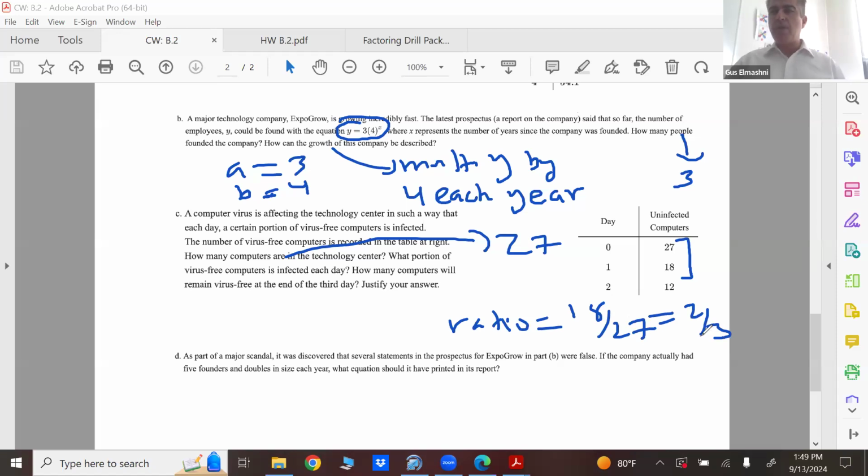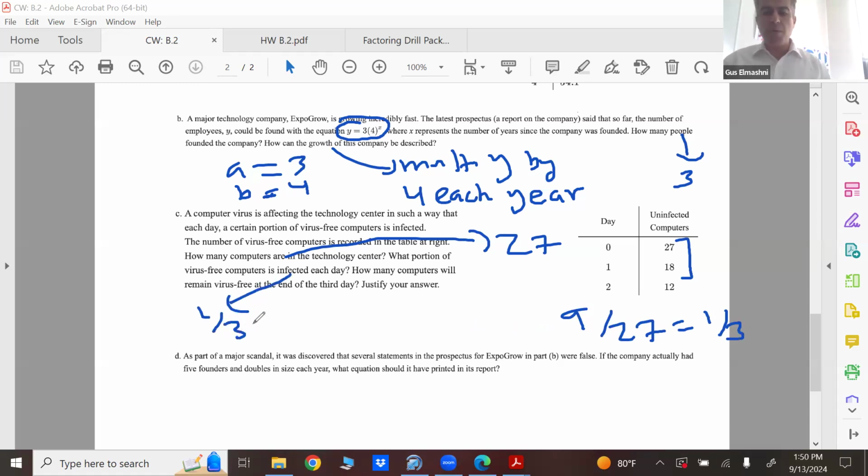But that's going to be the ratio for uninfected computers. I want the ratio of infected. So how many are infected after the first day? Okay, so I want to do 9 over 27. So you've got to read carefully. You really got to read carefully. So 1/3 is infected each day.